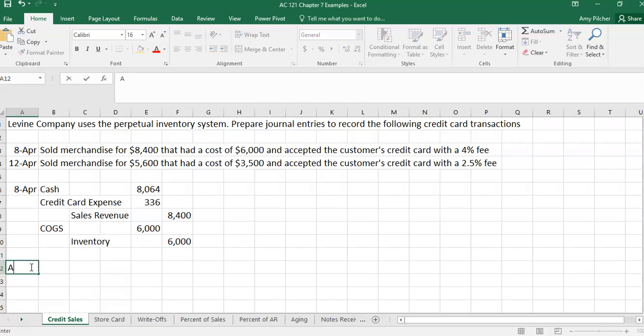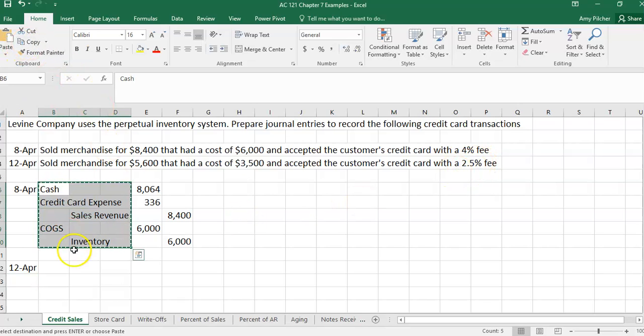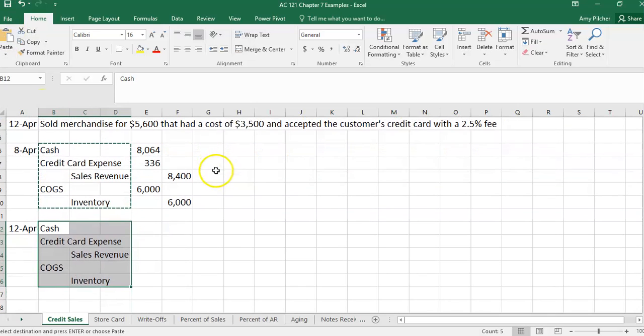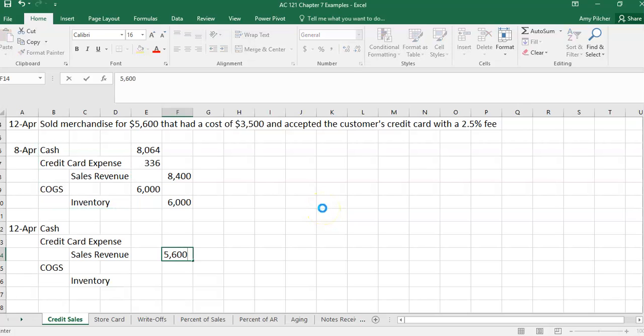On April 12th, we also have a credit card sale, but that credit card has a 2.5% fee. So our accounts all stay the same. For the journal entry, the amounts change. So our sales revenue is $5,600. Our credit card expense is 2.5%. And the cash that we receive is the difference between the sale and our credit card expense. Our cost of goods sold is $3,500.